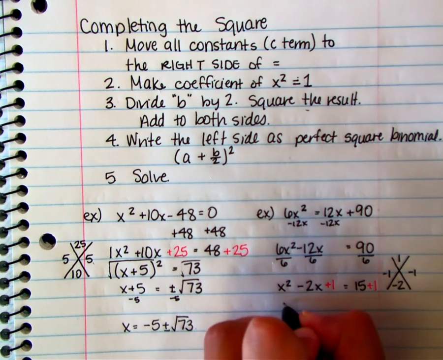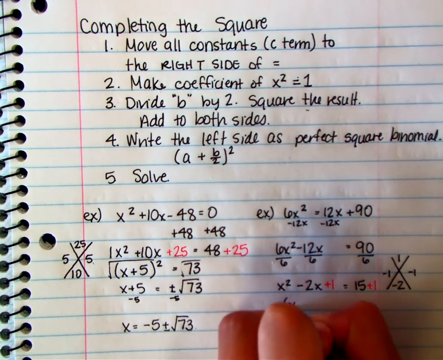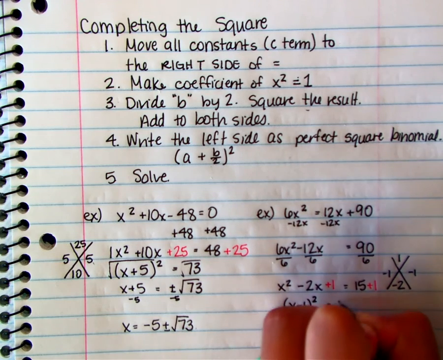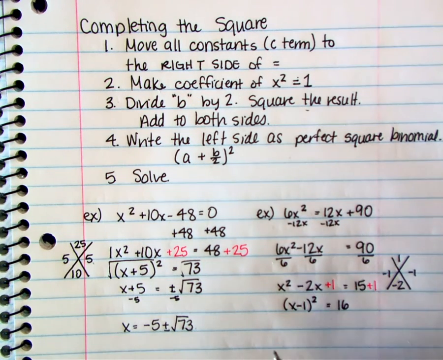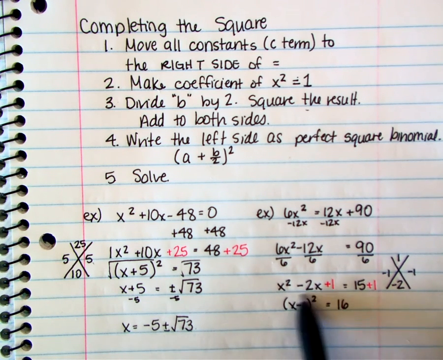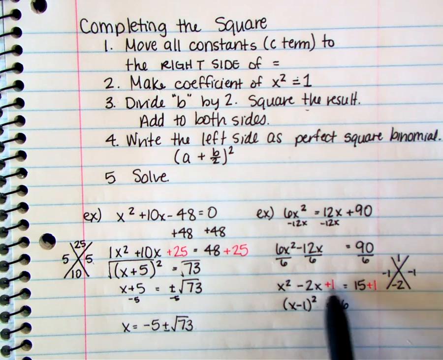And when we do that, the next step is to write the left side as a perfect square binomial. So we'll have x minus 1 squared equals 16. Remember, this minus 1 is just half of b. So if b is negative 2, half of negative 2 is negative 1. It'll look just like this. And if you FOIL this x minus 1 squared out, you'll get x squared minus 2x plus 1.